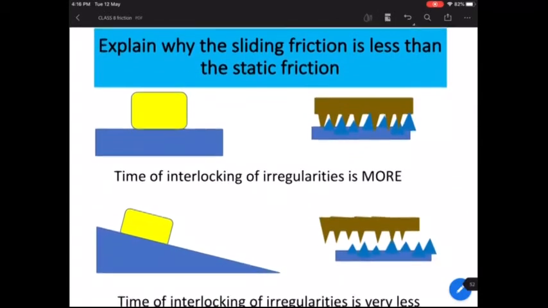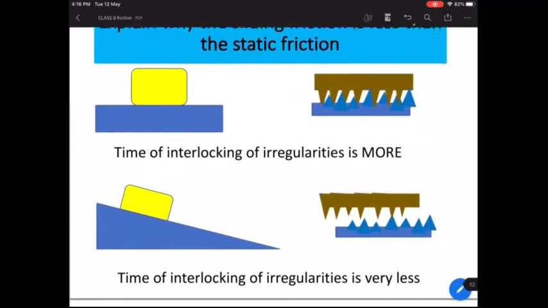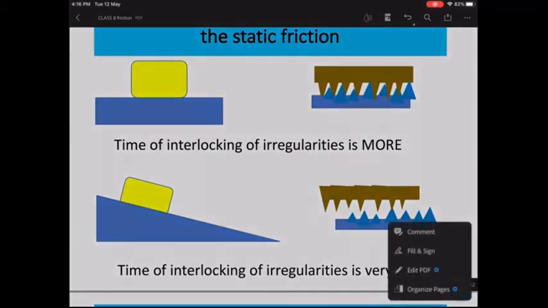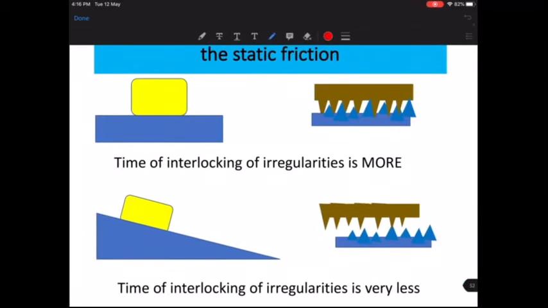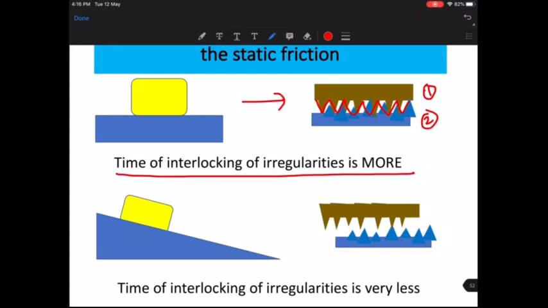If you remember, look at this slide. We explained this in the case of static friction. Look at the irregularities here. This is the top surface, this is the bottom surface, and both surfaces have these irregularities. And what is happening to these irregularities? They are perfectly interlocked. So this is more important: the time of interlocking of irregularities is more in the case of static friction.